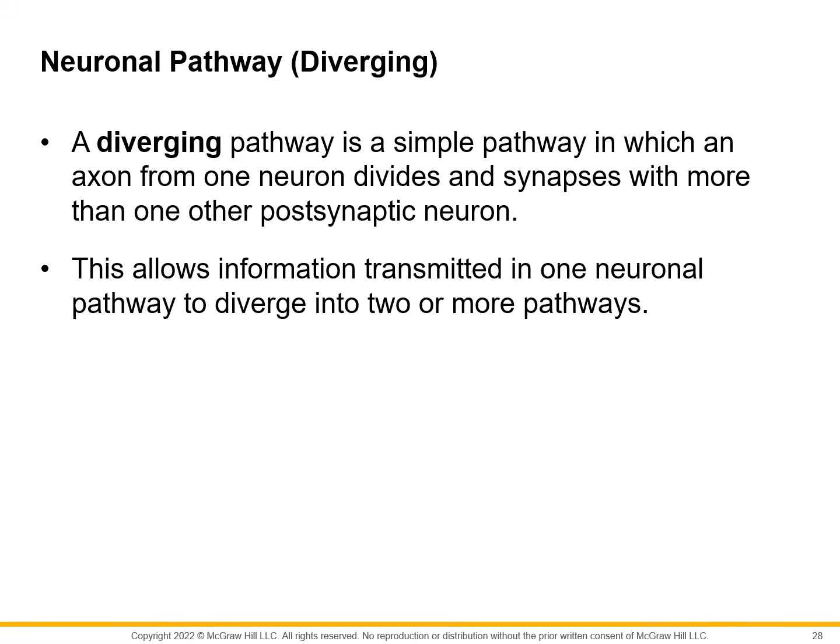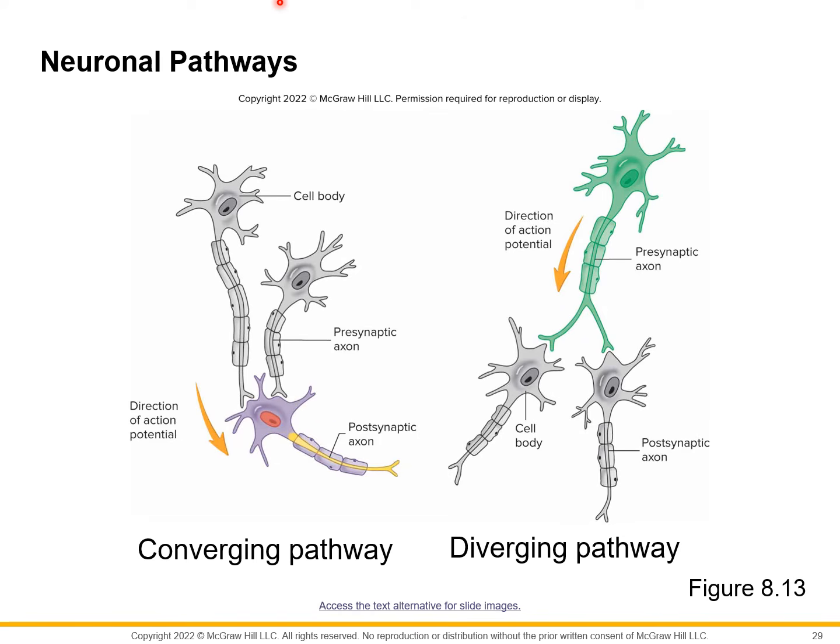Kapag sinabi naman pong diverging pathway, kabaliktaran ng converging, only one neuron makes a presynaptic terminal, but it's sending a signal to multiple neurons with multiple postsynaptic terminals. This slide illustrates to us a converging versus a diverging pathway. Sa converging daw po, dalawa yung nagsisend, pero isa lang yung nagre-receive. Pero kapag sinabi pong diverging, isa lang yung nagsisend, pero multiple neurons ang nakaka-receive.